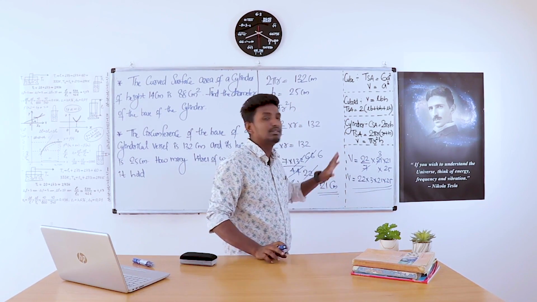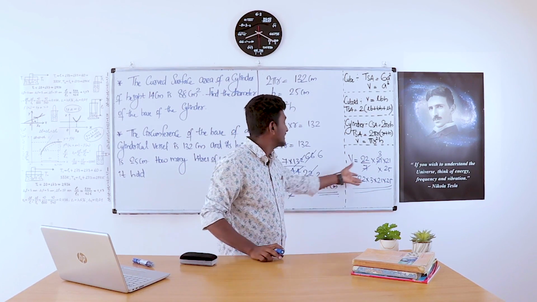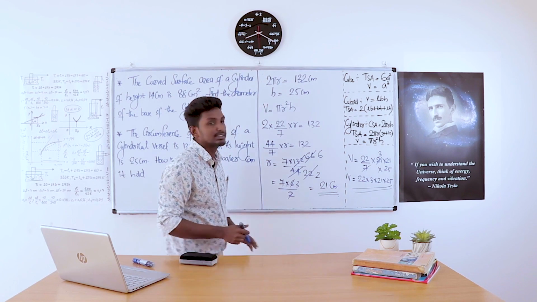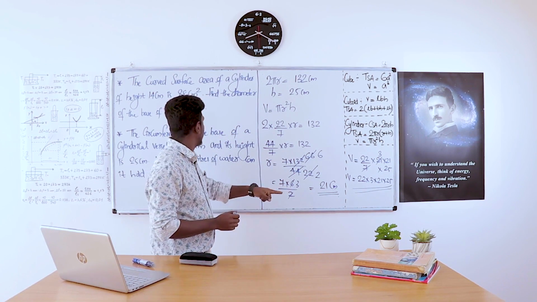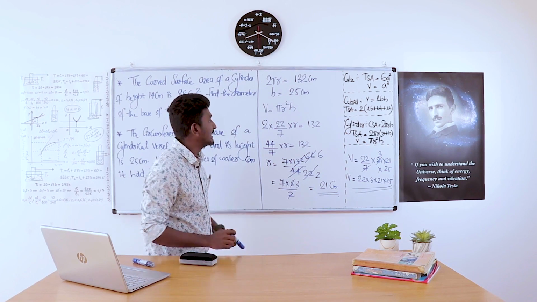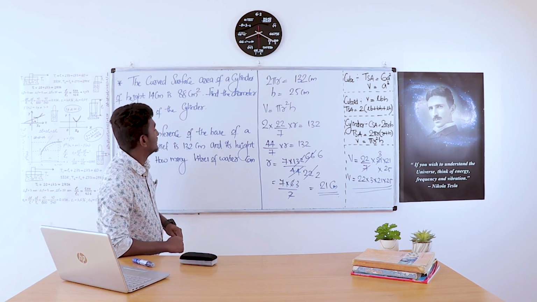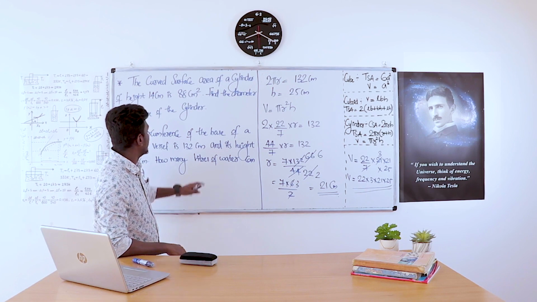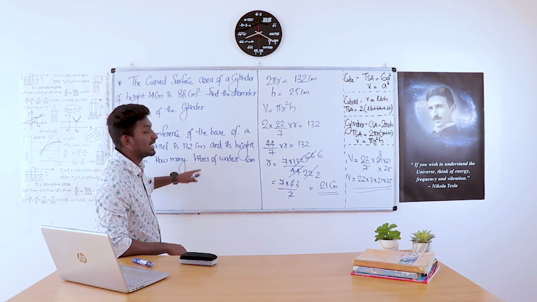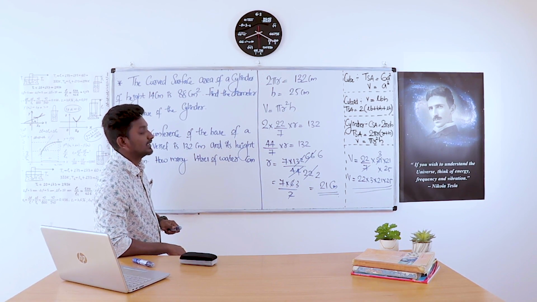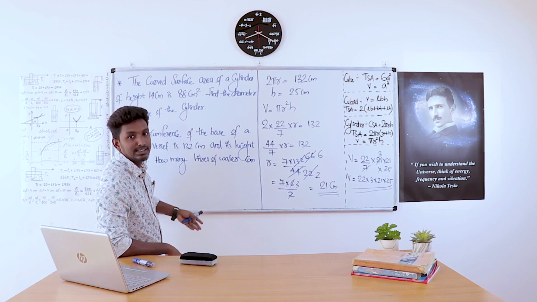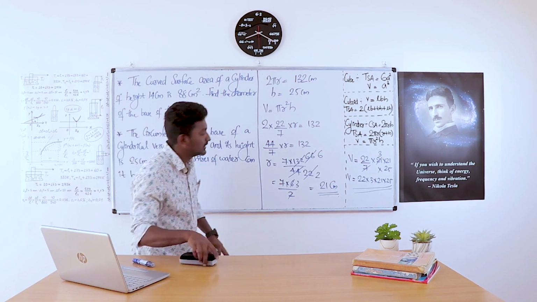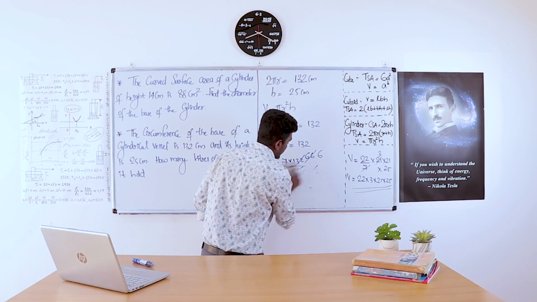22 into 3 into 21 into 25. It's simply multiplication. Just multiply the numbers. What we got is the volume. So when we multiply this, we get the answer in centimeter cube. But in the question, it is asked in liters. So how will we convert this? First centimeter cube to meter cube, then liters. So I will show how to solve. No problem, I will show.